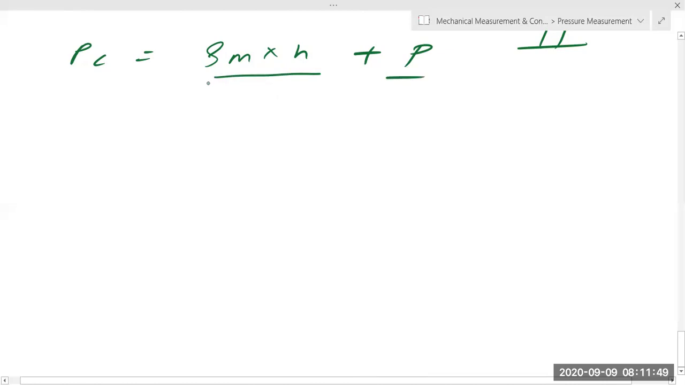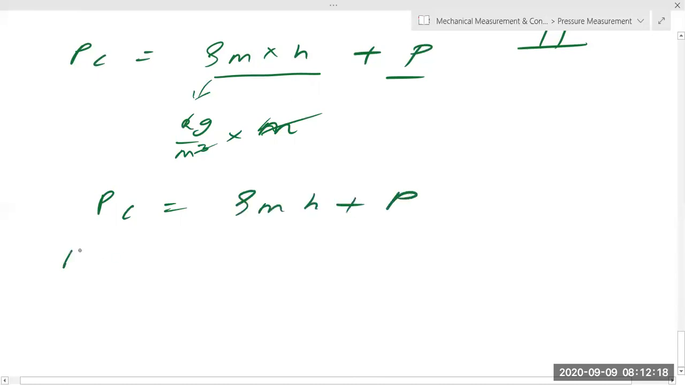Now this is very important. The density rho m is in kg per meter cube, and H is in meter. So our unit is kg per meter square, rather than Newton per meter square. That's okay. We can even convert it into Newton per meter square by multiplying by g, but since we are not multiplying, it will be in kg per meter square. So what is important? PC is equal to rho m into H plus P.